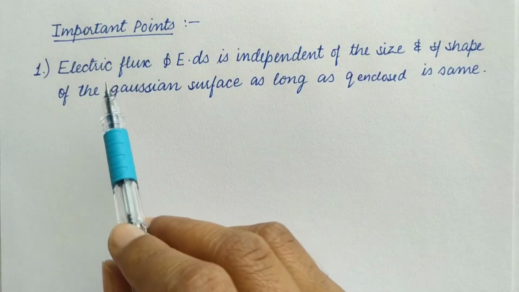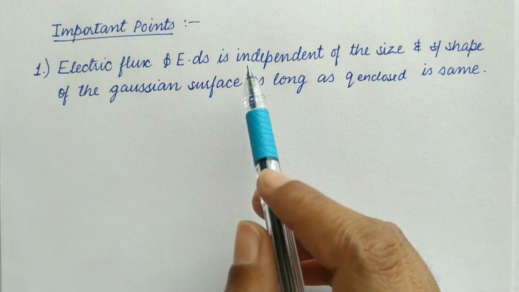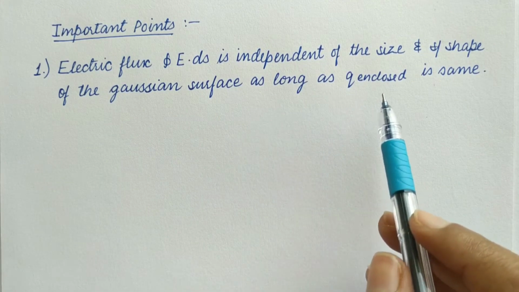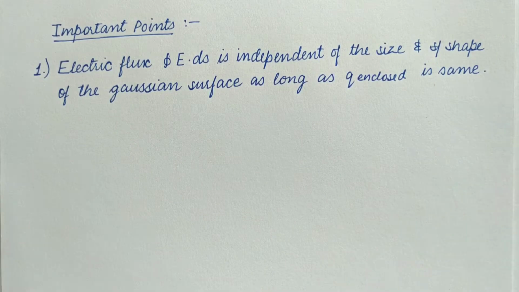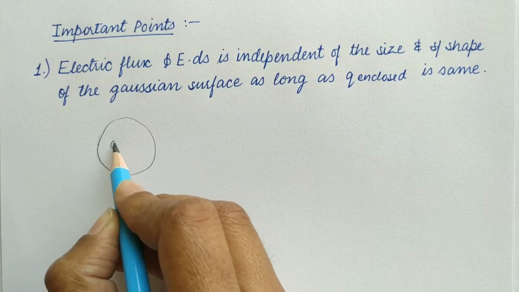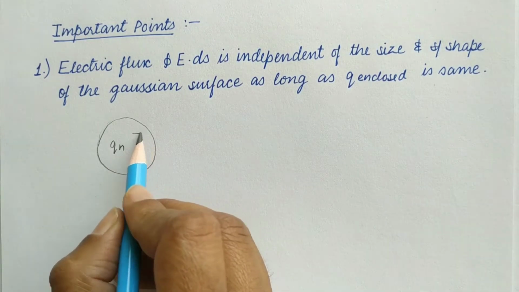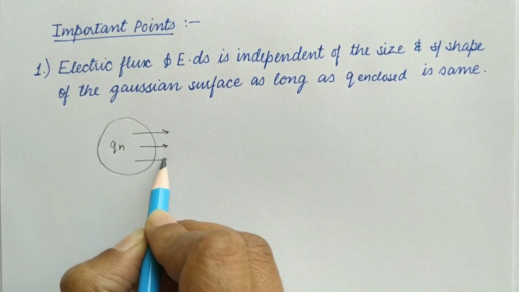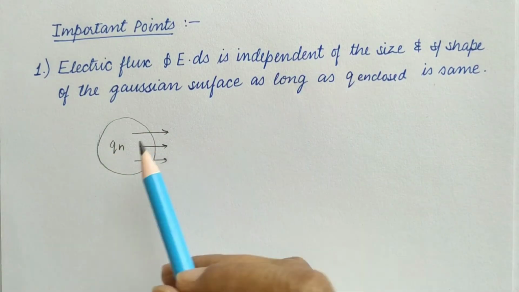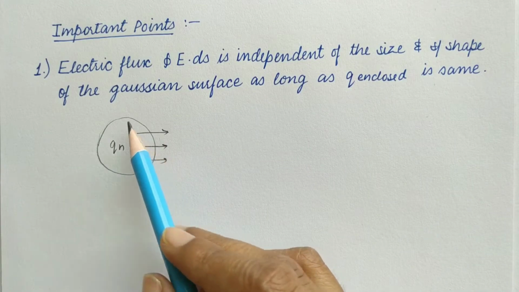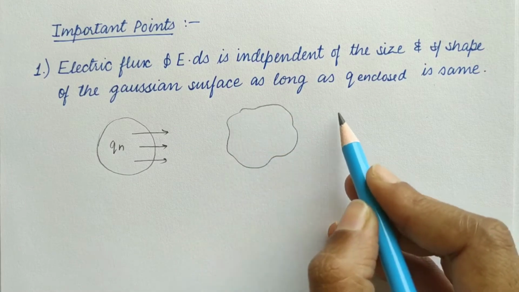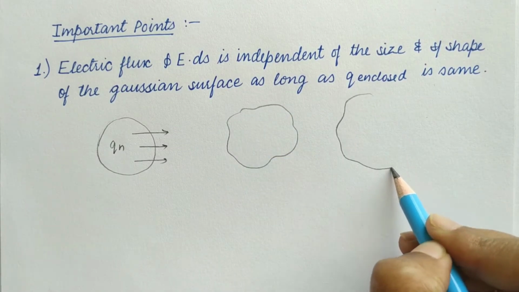Number 1. Electric flux, that is E dot ds, is independent of the size and shape of the Gaussian surface as long as Q enclosed is same. What does it say? Suppose we have any Gaussian surface having Q charges. So it will produce electric flux, that is E dot ds. So this is saying that electric flux is independent of the size. Means the electric flux will not depend on the size. It may be this or any irregular shape, may be small or may be big.